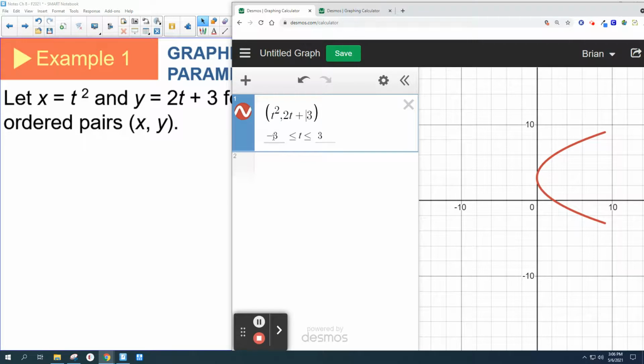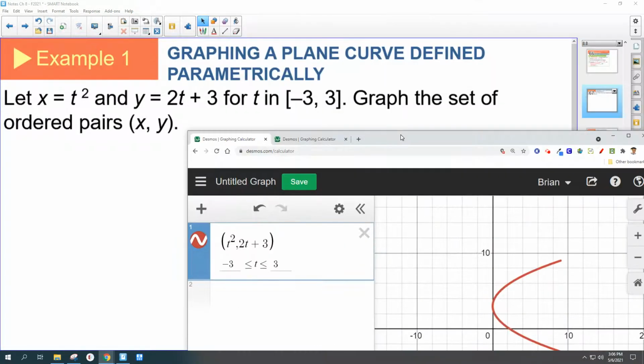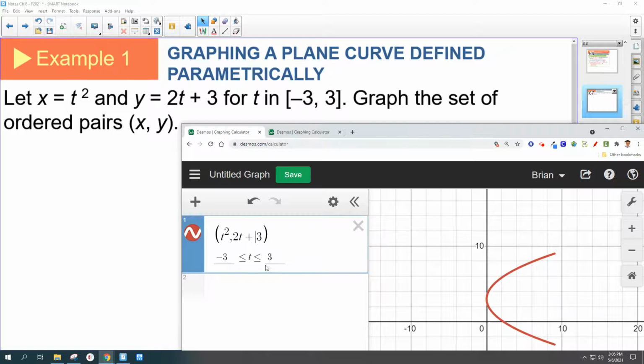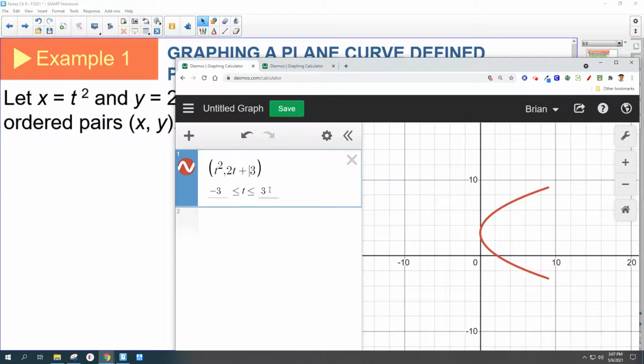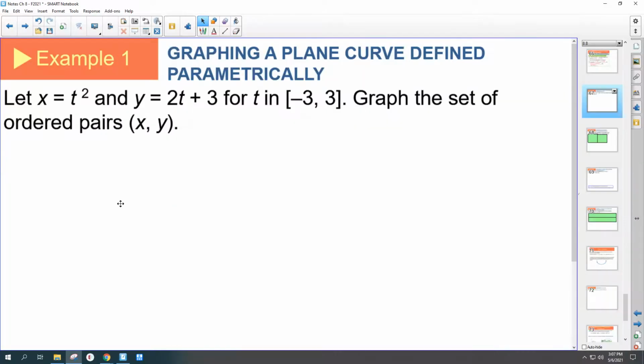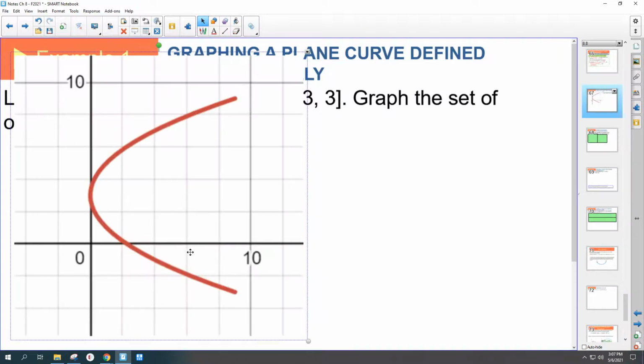You have to set the interval from -3 to 3 because that's what it's defined as, just like that. If you changed it, it's going to change what the graph looks like or how much graph is showing. So this is what's defined. We've got this graph. I'm just going to copy and paste it over because that's what it looks like.